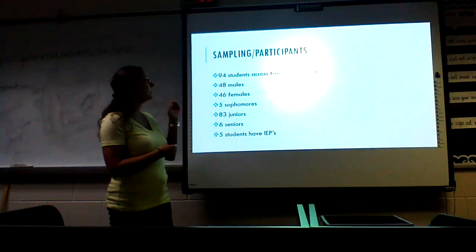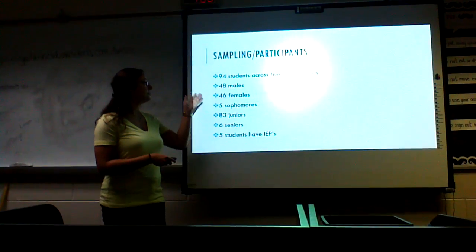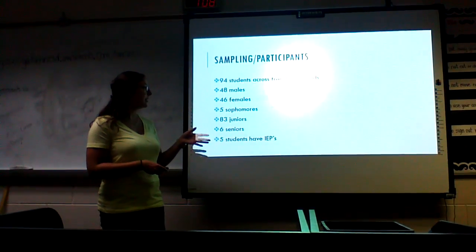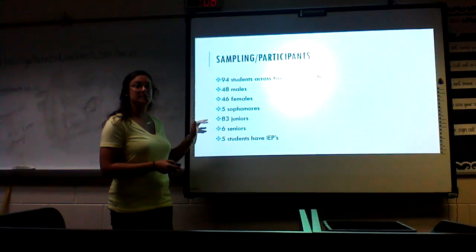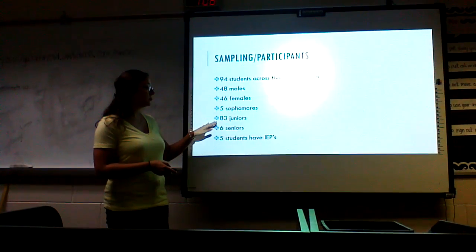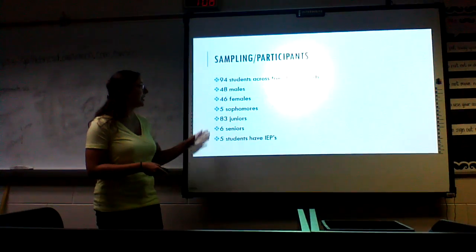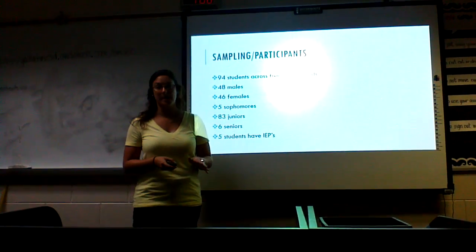Now, our sampling is overall 95 students, 48 of them are males, 46 are females, roughly 5 sophomores. A majority of the sample students are going to be juniors. We've got 6 seniors, and out of this entire group, 5 students have IEPs.